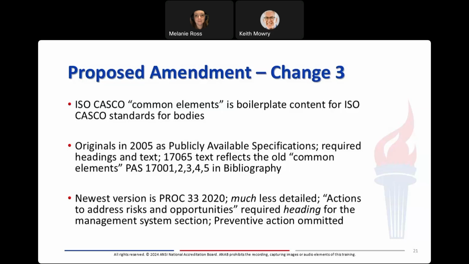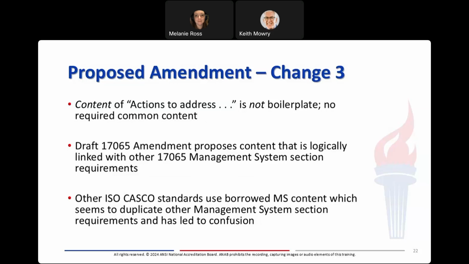The content of that clause, the actual requirements under that clause, that's open for each CASCO standard to decide for itself what it should say. But in any case, a clause on actions to address risks and opportunities is replacing the current preventive action clause. And so the amendment proposal says, let's do that so that 17065 can make this change and be in step with all the other standards.